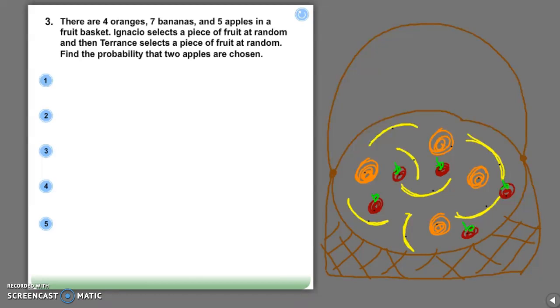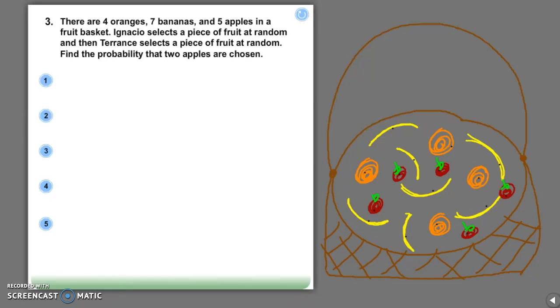Okay, so this lecture is going to be over dependent events. Remember, a dependent event relies on something else. So you depend on someone else. The dependent event depends on what happens in the first selection. So I'm on page 778 in our books doing example 3.